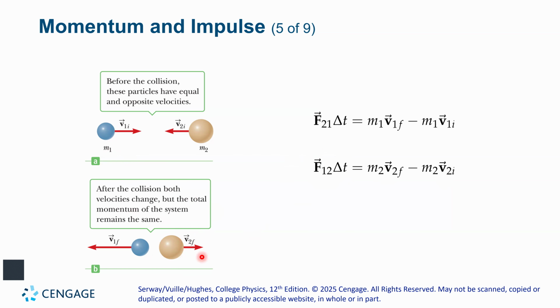So before the collision, the particles have equal and opposite velocities, and after the collision, they'll have different velocities. But as we will see, the total momentum of the system will remain the same. This type of system that only experiences internal forces, we're going to call an isolated system.